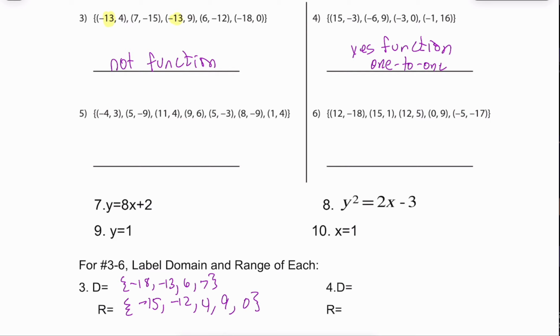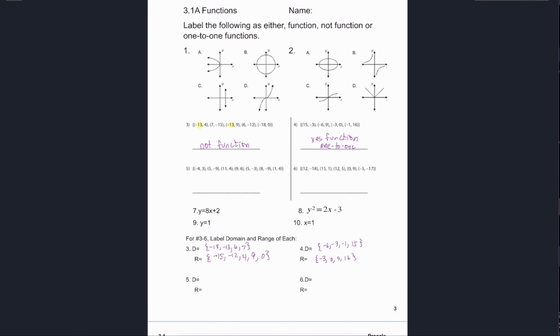Okay, that's the range. Now let's look at number 4, domain. The x's are negative 6, negative 3, negative 1, and 15. If they're used more than once, only write them once, but all those were different. Range are the y values. Let's list those. I'm going to go in least to greatest order. Again, not super important, but negative 3, 0, 9, and 16. So that is your first homework for Chapter 3, 3-1-A.